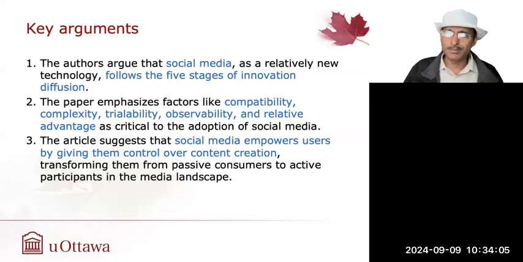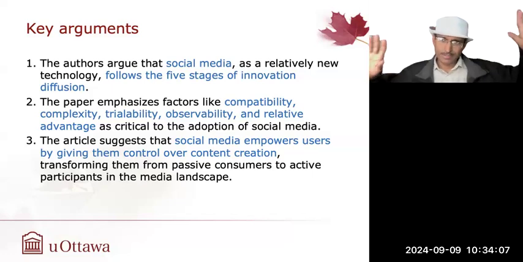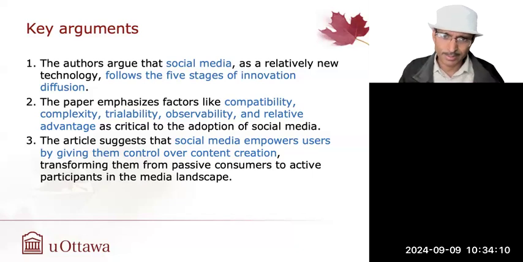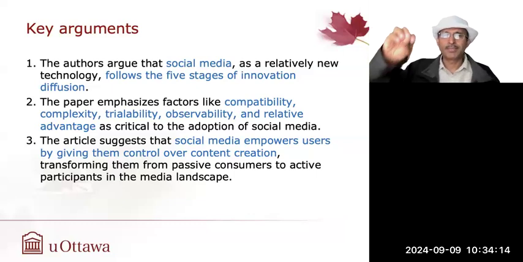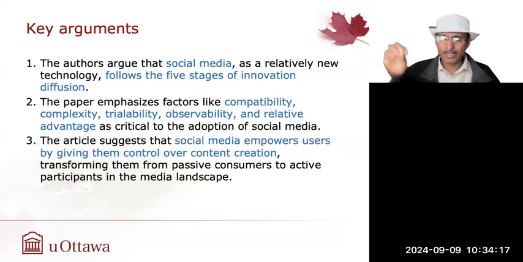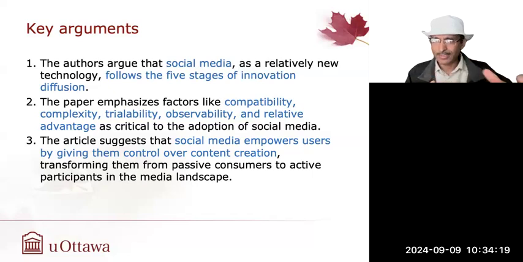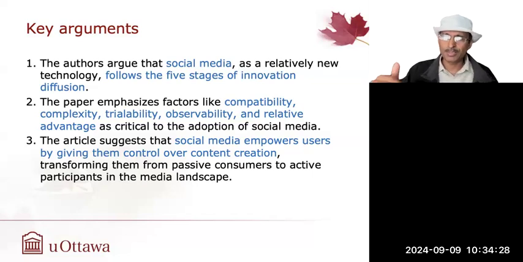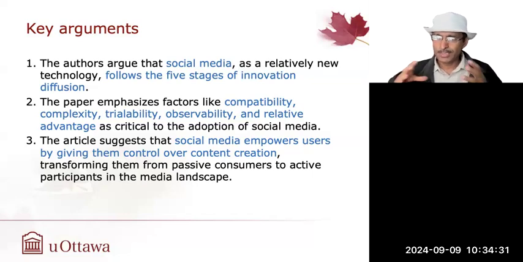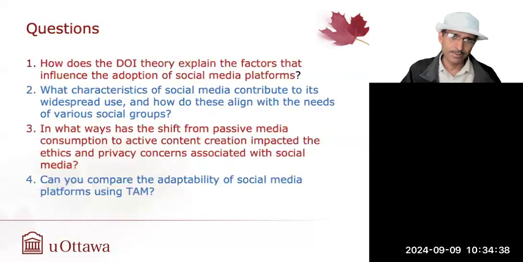So authors argue that social media follows the 5 stages of innovation process. This is their argument. They try to apply this. And then factors: compatibility, complexity, trialability, observability, and relative advantage. These are the factors affecting the innovation process, and they discuss that. And the article says that social media empowers users by giving them control over content creation. So this is a very important factor for diffusion of innovation. This is their argument. And here are some questions for you.